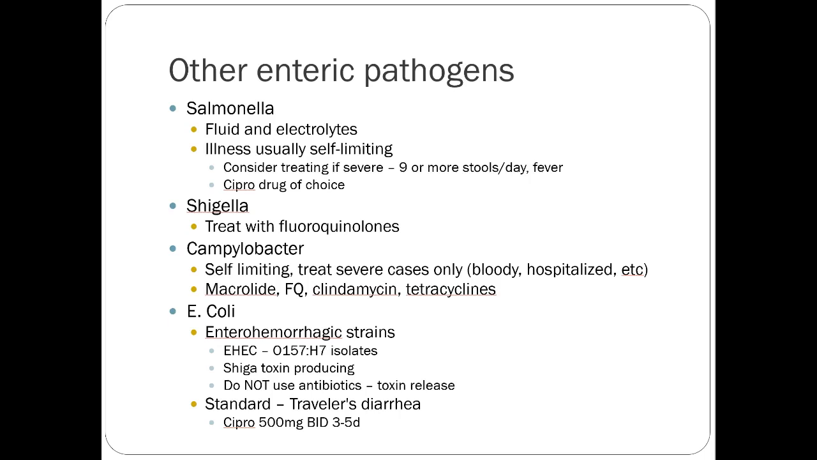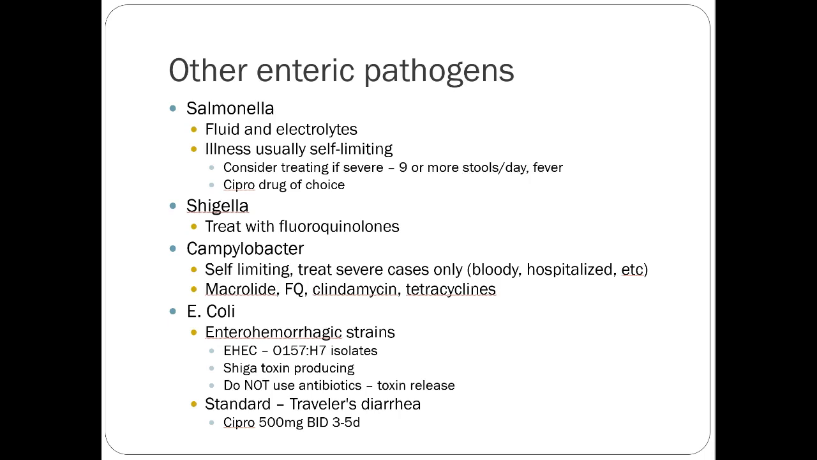E. coli is a little bit tricky. So E. coli can cause kind of a standard traveler's diarrhea presentation, and there's strains of E. coli that are fine to treat with antibiotics. The tricky thing are these enterohemorrhagic strains. So you might hear of EHEC or the O157 isolates, or you might hear Shiga toxin producing. That's always confusing for people because people hear Shiga toxin and they think Shigella. Shiga toxin actually is enterohemorrhagic E. coli, and that's the name of the toxin it produces.